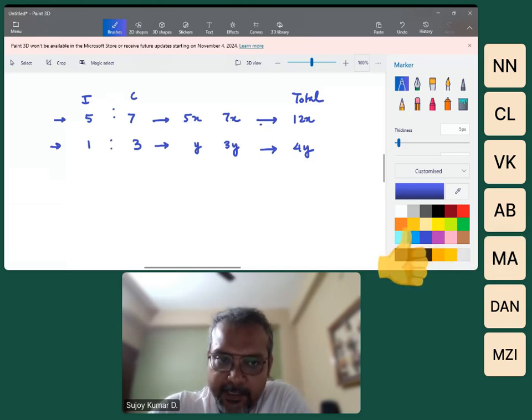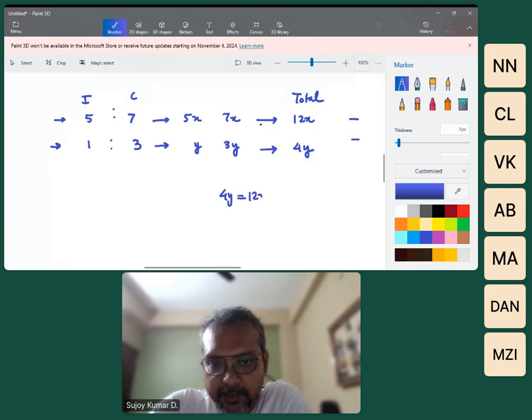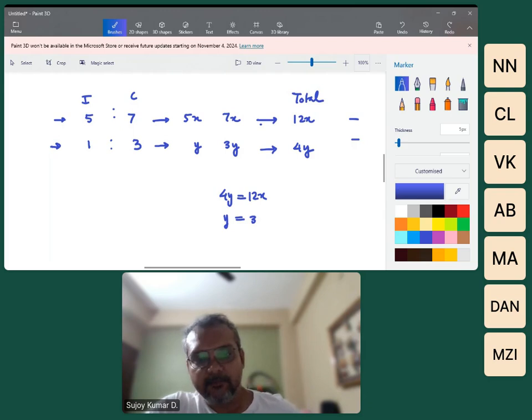We just added iron and copper in the first alloy, and we got 12x. Let's say these are all kilograms, or pounds or whatever. The second one also 4y kilograms. According to this question, now this and this should be equal. So let us set up 4y equals 12x. We'll replace the y with 3x.